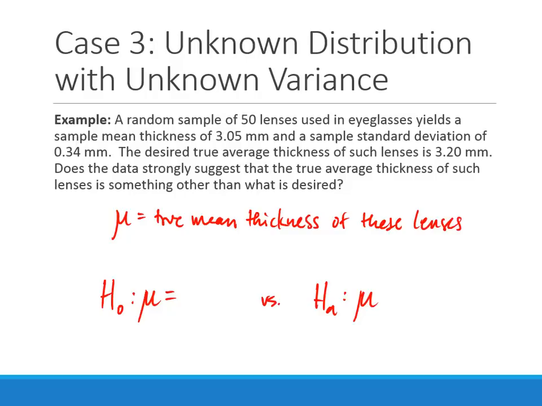So again, we're saying, do the data strongly suggest that the true average thickness of these lenses is something other than what is desired? So what can I fill in here? What does that mean about my parameter mu here? Just say it's not equal to 3.2. Exactly right, yeah. So my parameter here, I'm saying I want to know if that true average thickness is not equal to something other than what I want it to be. So I don't care if it's bigger or smaller. I just want to know if it's something other than. And then I can plug 3.2 in here as well. Okay, everybody all right with that?